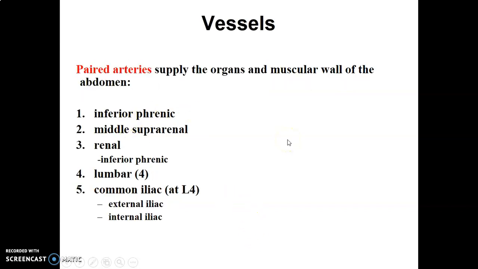Then the paired ones, you have inferior phrenic to the suprarenal glands and the diaphragm. The middle suprarenal, they come directly from the abdominal aorta. Then the renal arteries, then lumbar vessels, there are 4 of them, before the aorta terminates by dividing into right and left common iliac at L4 vertebra, and each common iliac divides into internal and external iliac arteries.